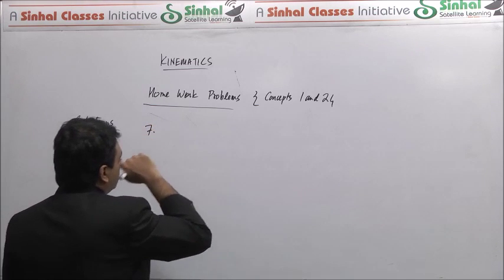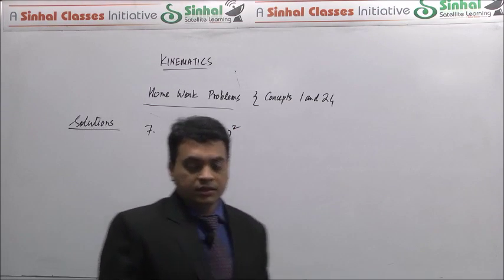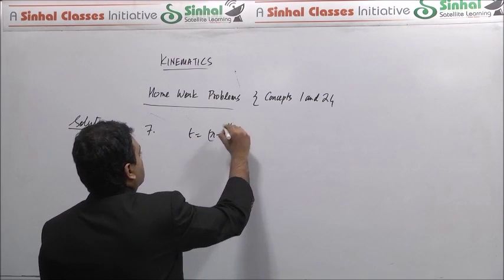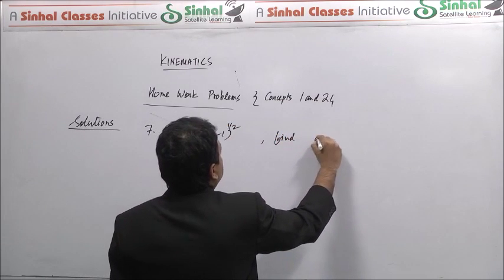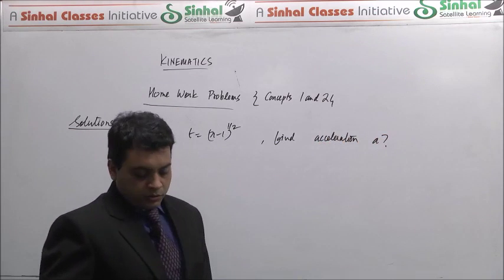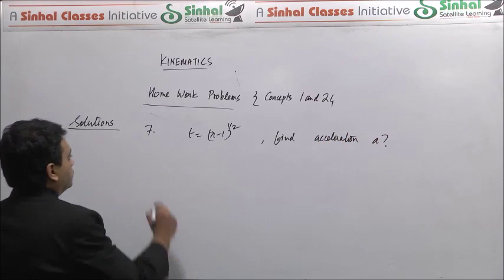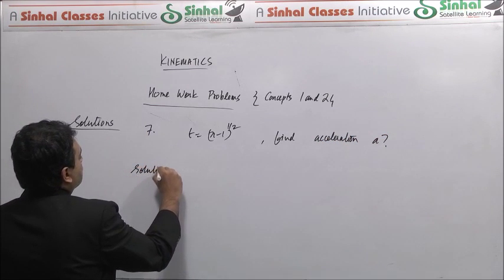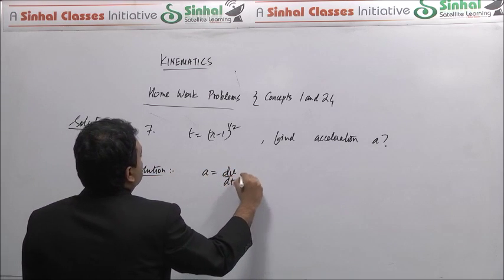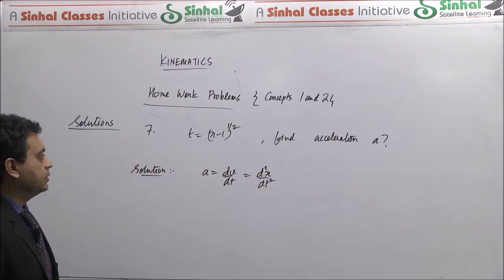The seventh question says that for a straight line motion, the relation between the position x and the time t is given by this. So find the acceleration. That is, okay. So see here that acceleration in a straight line motion is defined as rate of change of velocity, or second derivative of x with respect to t, or displacement with respect to t.